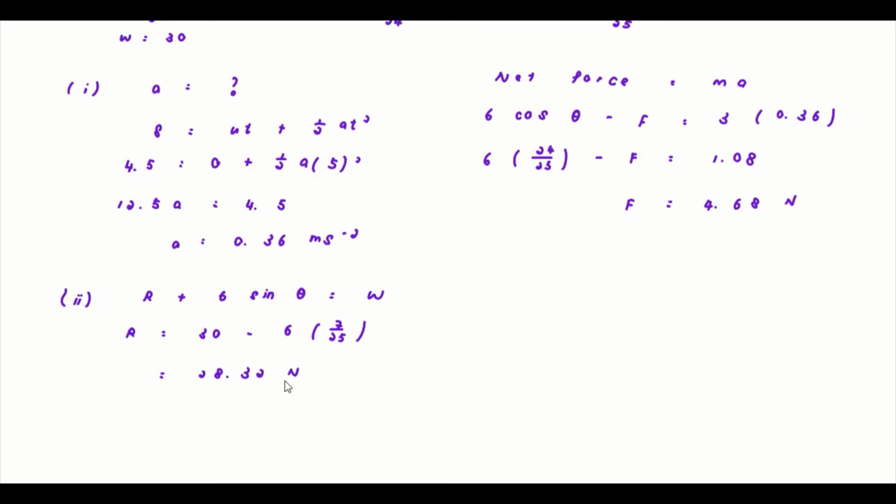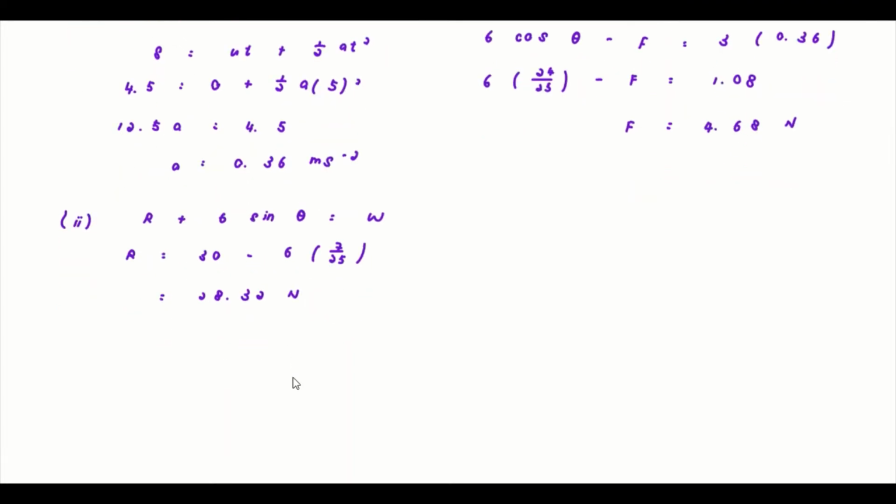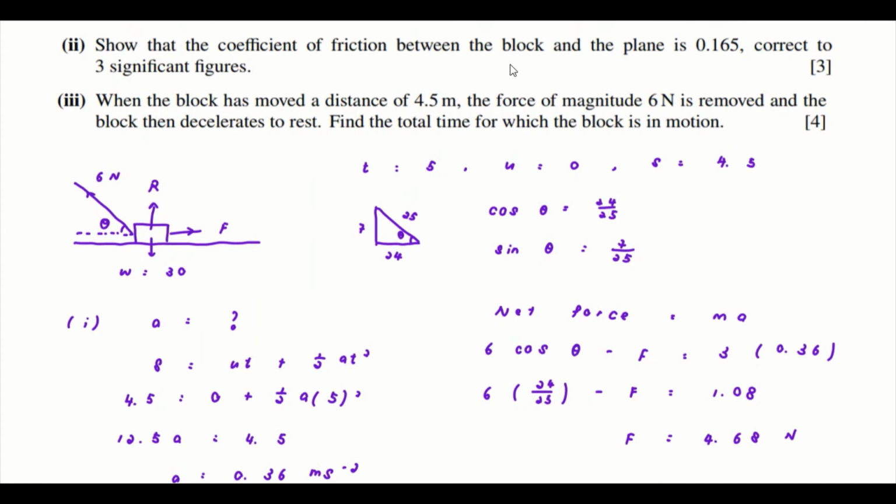So which means after 32 there's no decimal place anymore. So that's why you shouldn't round it off for exact value. Okay, then after that now we have our resultant force already. So the friction will be equal to 4.68, by using the answer that we get in part 1. So as y mu r is equal to 4.68. So by using calculator you will be able to get 0.165. If you didn't get this, then you must check because the question already tells you that the coefficient is 0.165.